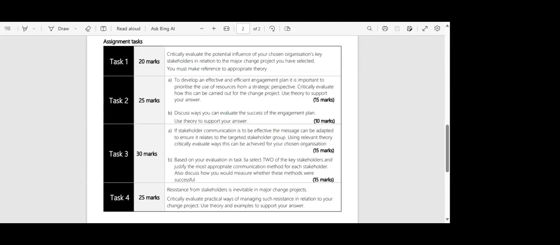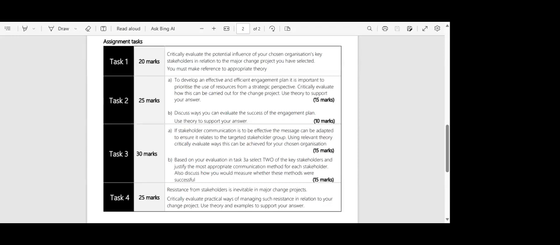Section B: discuss ways you can evaluate the success of the engagement plan. Use theory to support your answer.